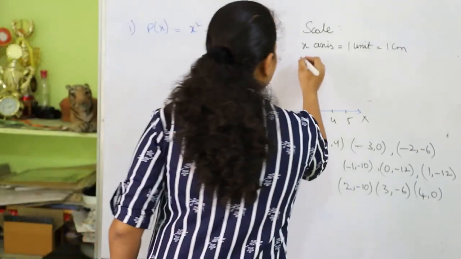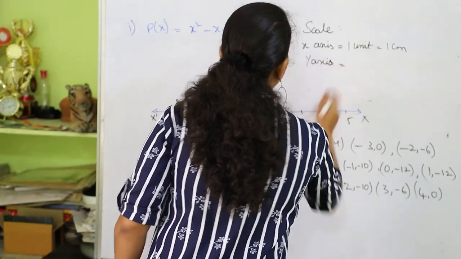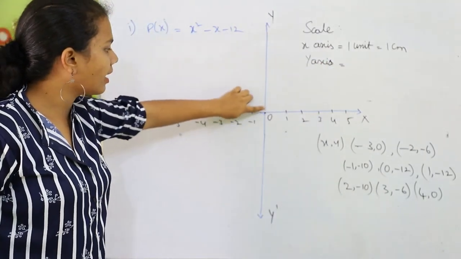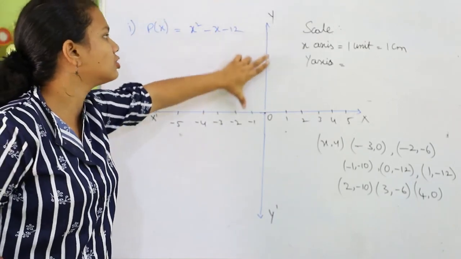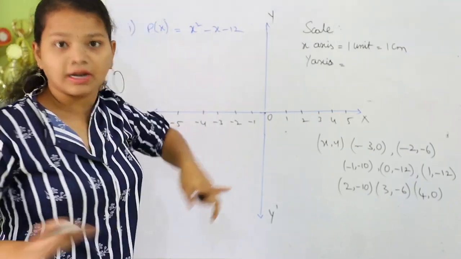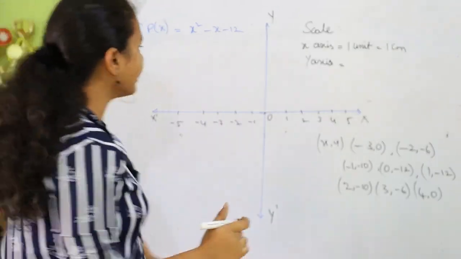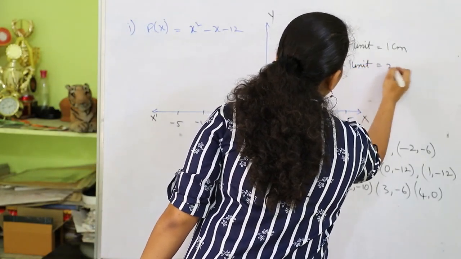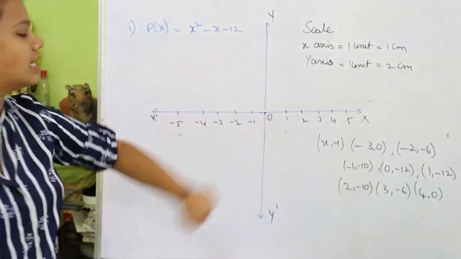Now coming to the next one, the y-axis. Here I can't mark up all 12 numbers, going 1, 2, 3, 4, 5, 6, 7, 8, 11, 12, because I would have to extend the line, and the line may cross the board. So for the y-axis, consider 1 unit equal to 2 centimeters.